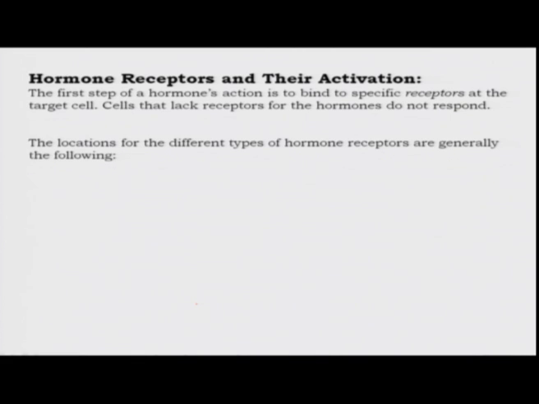So, how are hormone receptors communicating this process of binding of the hormone to the surface? The first step of the hormone's action is to bind to specific receptors at the target cell. Now, I told you that cells that are targets must have receptors. Any cell that lacks receptors for this particular hormone will not be able to respond to the hormone even if the hormone is present right outside the cell. The locations of different hormone receptors differ depending on what kind of hormone we are talking about, so we are going to classify them according to where the receptor is located in the cell.